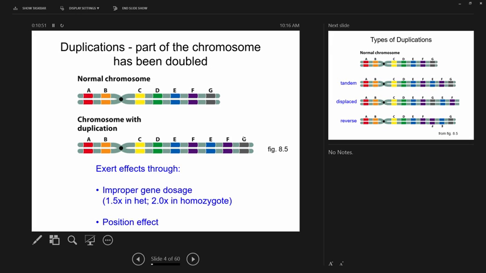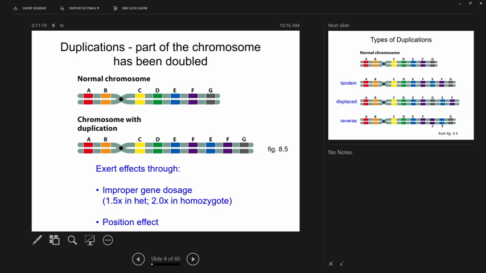If you have a duplication here, you get improper gene dosage. So look at this organism. If you pretend these are the chromosomes in an organism, they have 2 of A, B, C, D, and G. That's fine. But then because there was a duplication in the E and F genes or regions, they are going to have 1.5 times the dosage.